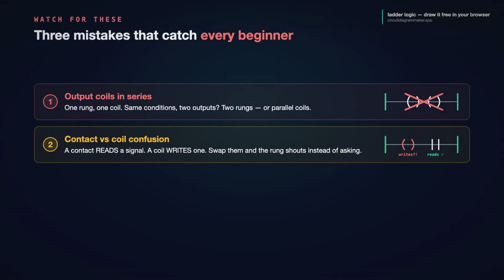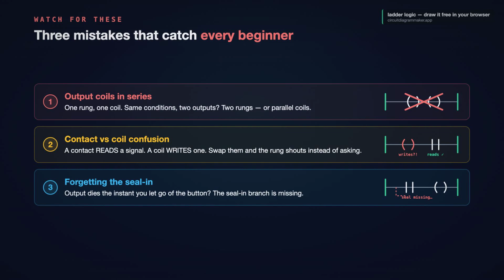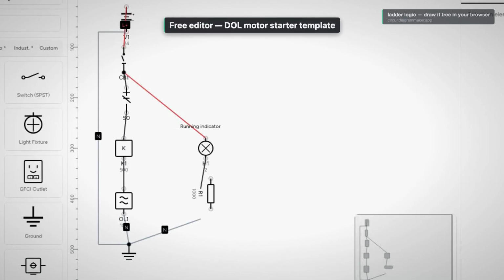Mistake 2: contact and coil confusion. A contact reads a signal. A coil writes 1. If you draw a coil where a contact belongs, the rung stops asking a question and starts shouting an answer. Mistake 3: forgetting the seal-in. Without that branch, your motor runs only while a finger holds the button. If an output dies the instant you let go, you know exactly what is missing. Check every rung against those 3, and you're already drawing better than most first-year students.